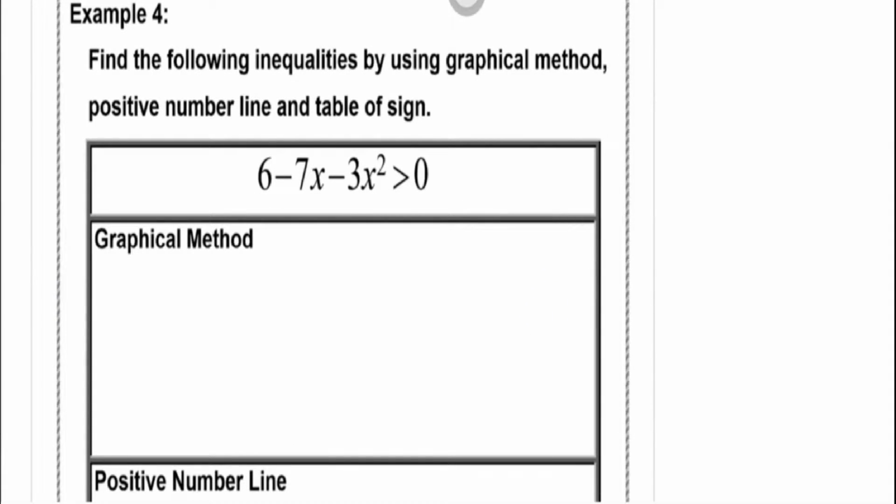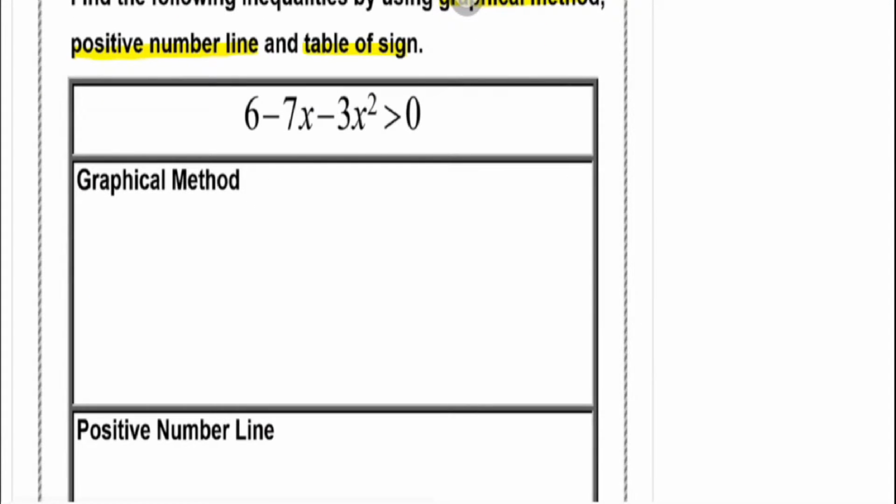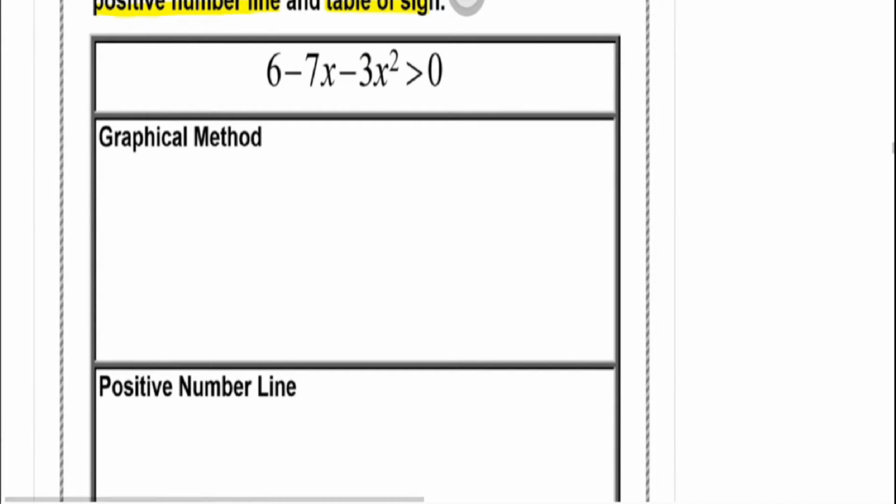Okay, example 4. Find the following inequalities by using graphical method, positive number line and table of sign that you have learned in the previous video. Okay, now let's see. We have a quadratic equation, but notice here, okay, let me highlight this one. Notice here that we have negative 3x squared. We have to be careful with the negative sign.